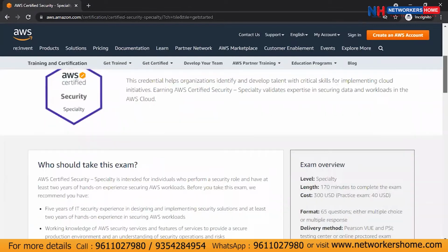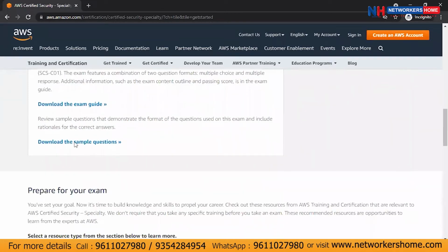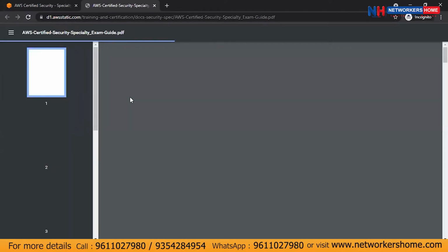Okay, so when we look here, you can see the exam overview. It's about a 160 minute exam, and the exam price is $300. If you have taken any other AWS exam previously, you get a 50% discount voucher. You can apply it for this exam. So coming to the exam blueprint, you can find 10 sample questions from here. So let's click on download the exam guide.